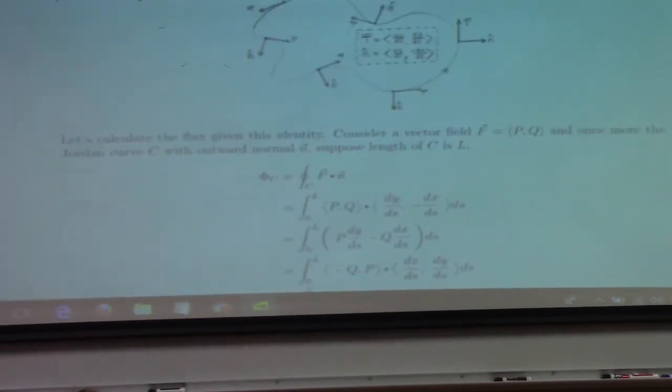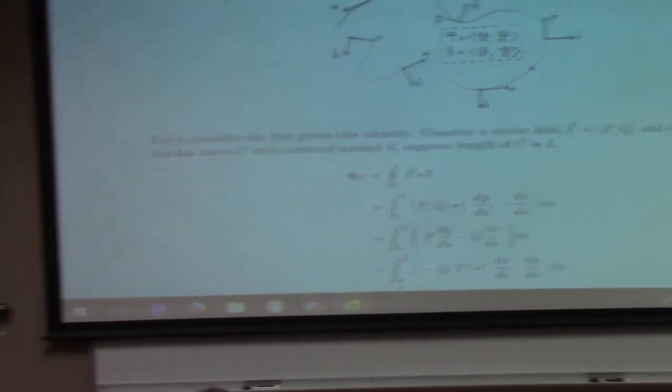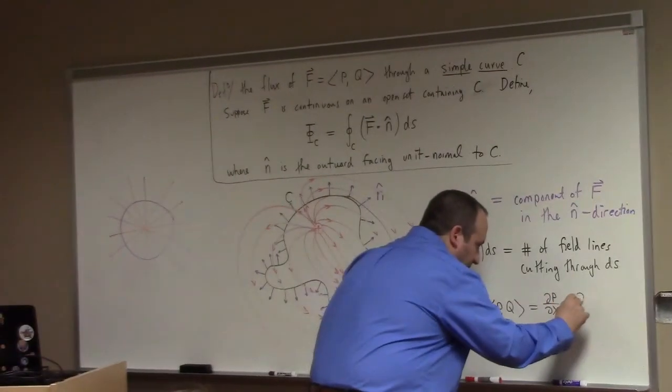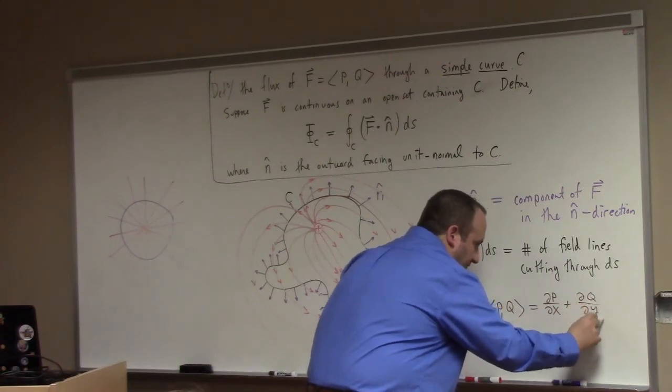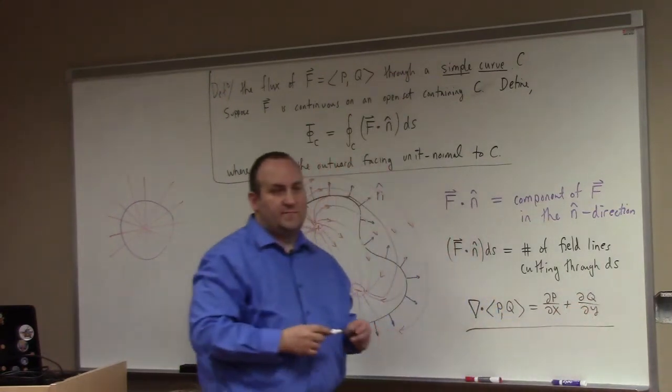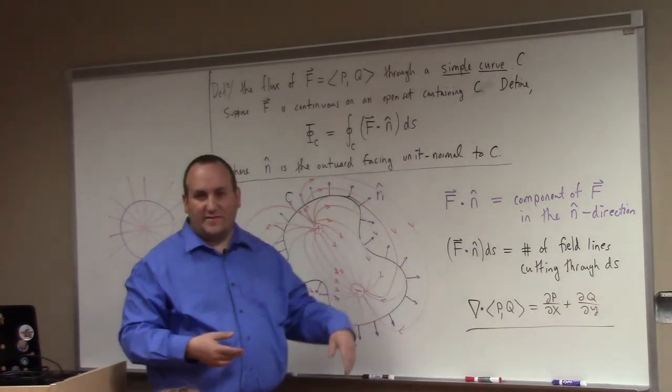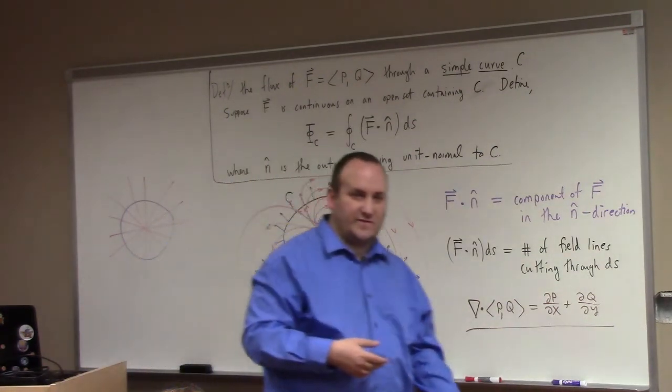So, may I submit that the two-dimensional divergence should be the divergence of P comma Q is partial P partial X plus partial Q partial Y. Does that seem like a reasonable definition for the divergence in two dimensions? I mean, if you have 3 dimensions, you just add partial R partial Z, right?